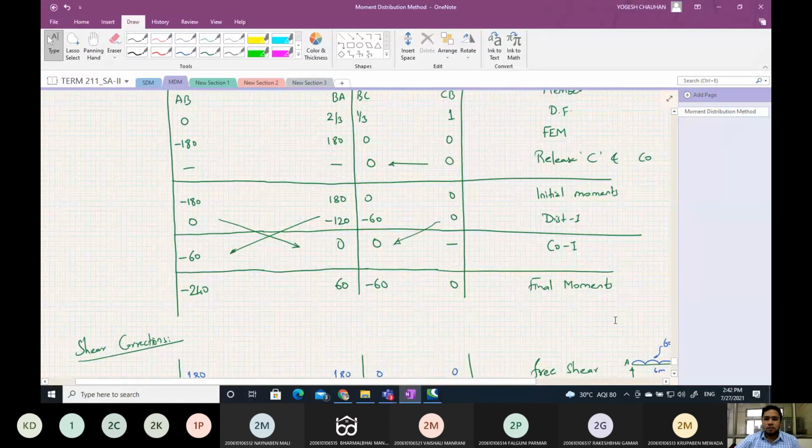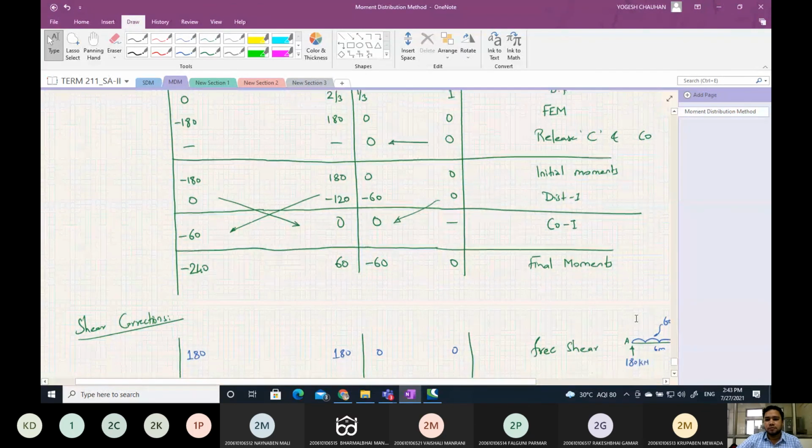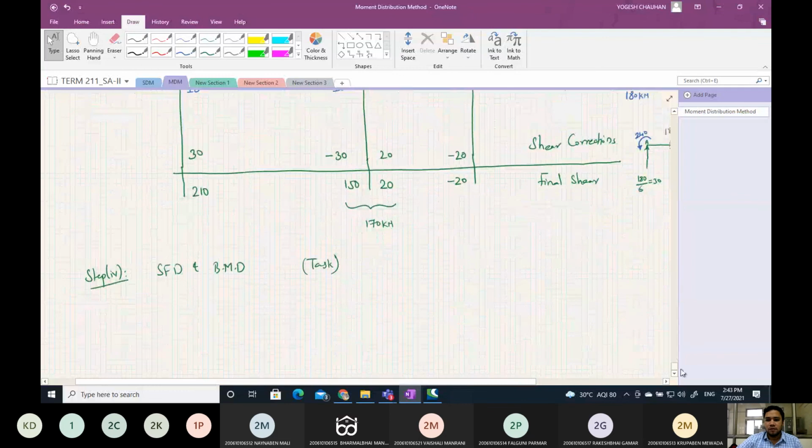Okay, so let's stop here. If you have any doubt, we can discuss now. And in the next class, we'll take one more example of non-sway frame, and then we'll switch to sway frames. If you have any doubt, we can discuss now.